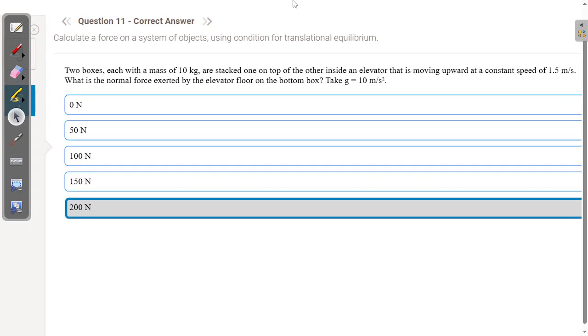Okay. Two boxes, each with a mass of 10 kilograms, are stacked on top of each other inside an elevator that's moving upward at a constant speed of 1.5 meter per second. What is the normal force exerted on the bottom box?